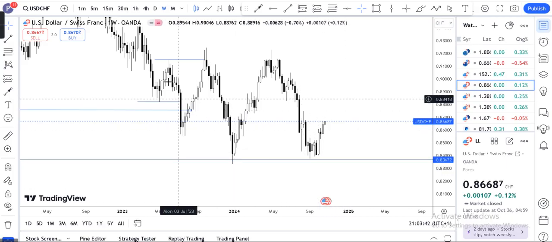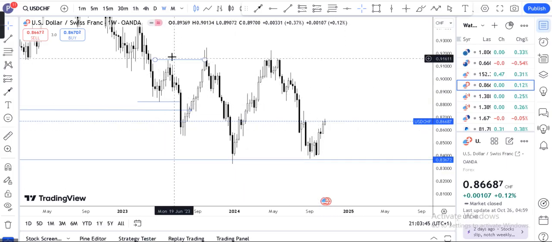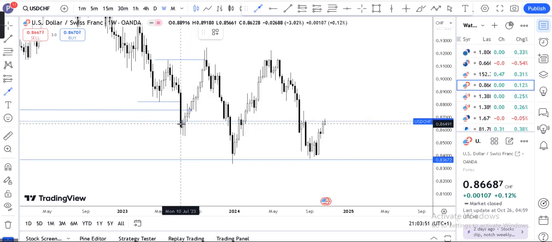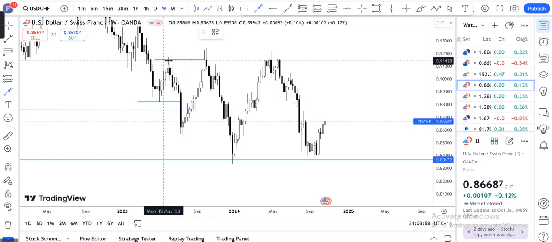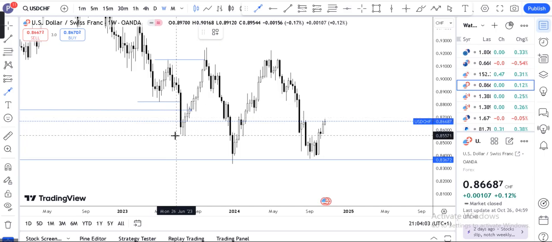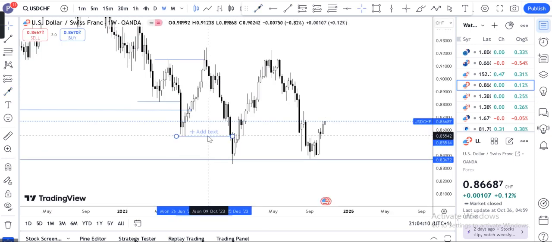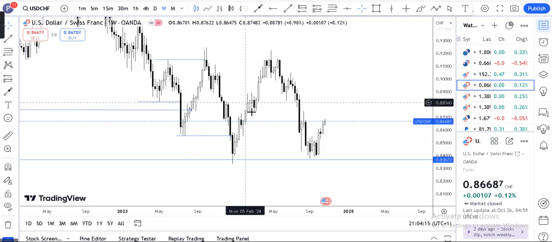So now we had break of structure, we had liquidity grab taken out to the upside. Sorry, we have liquidity grab here, we have break of structure, and we have another break of structure here also, which created our liquidity. So this particular break of structure which created liquidity is the main break of structure we are looking out for.